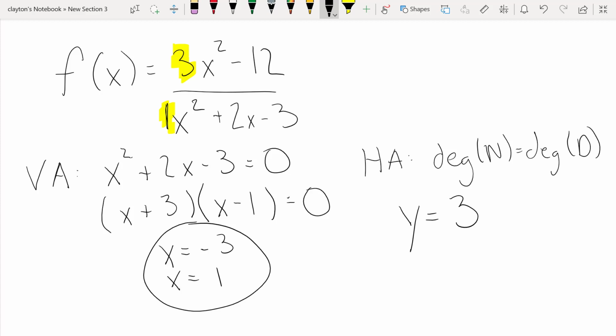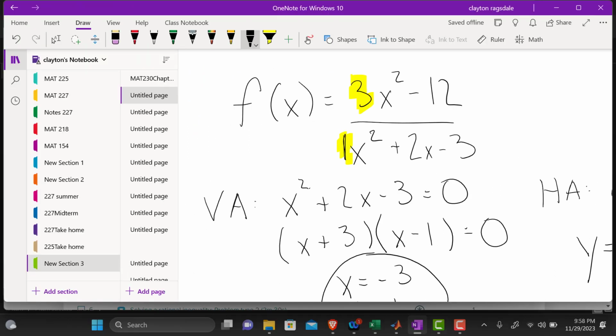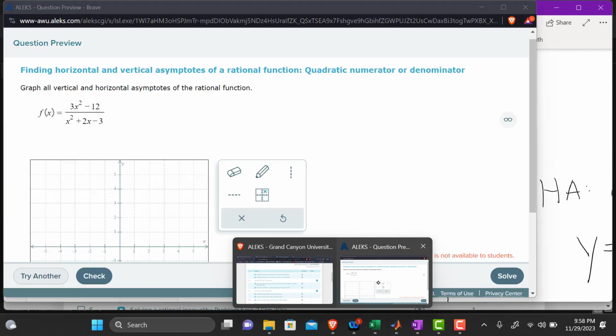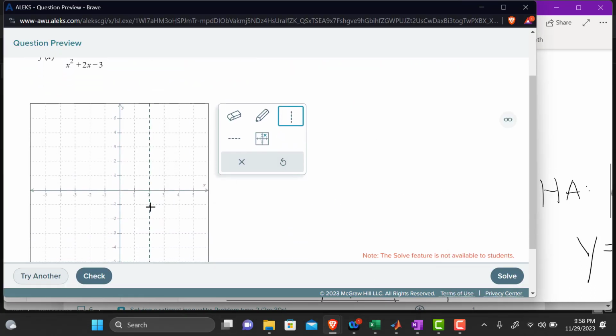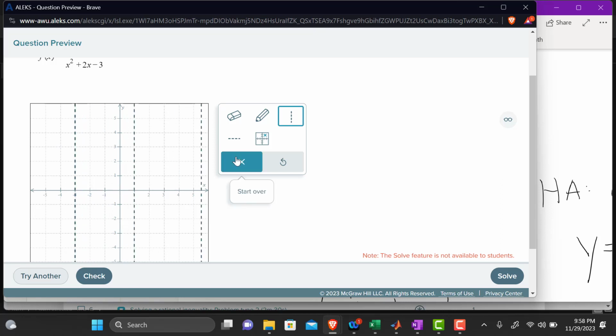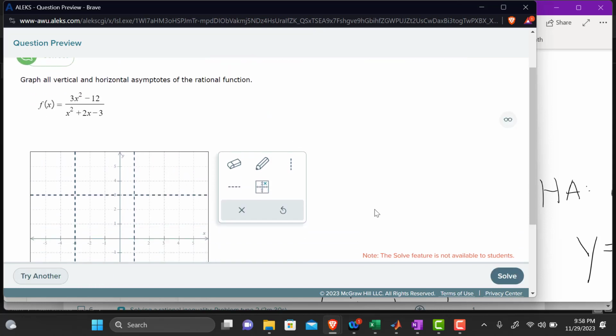So let's go ahead and go back. We have x equals -3, +1, and we have y equals +3. Let's go ahead and check it, and boom.